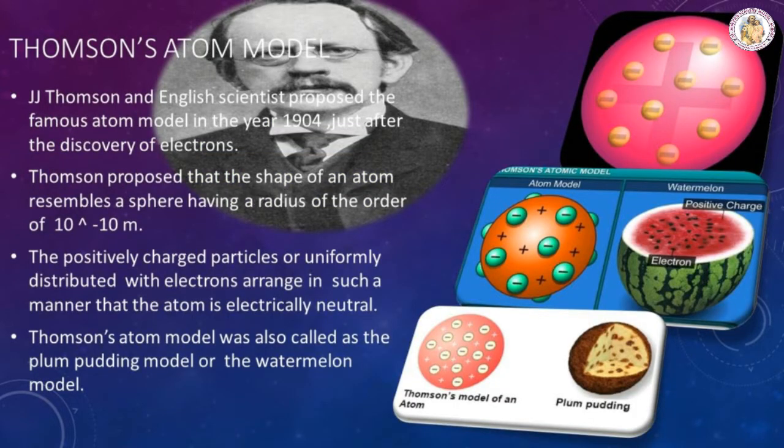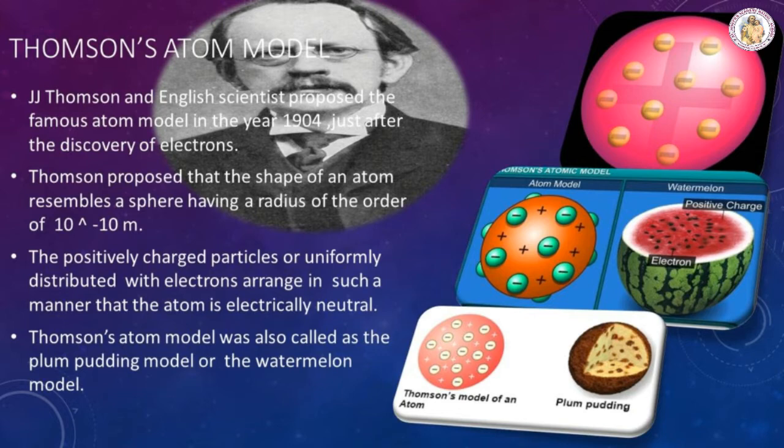Thomson's atom model. J. J. Thomson, an English scientist, proposed the famous atom model in the year 1904, just after the discovery of electrons. Thomson proposed that the shape of an atom resembles a sphere having a radius of the order of 10 to the power of minus 10 meter. The positively charged particles are uniformly distributed with electrons arranged in such a manner that the atom is electrically neutral.